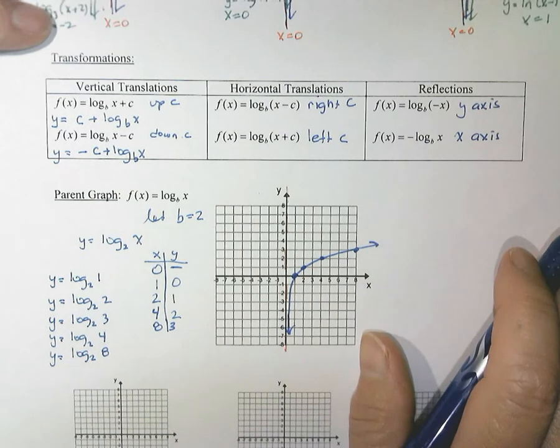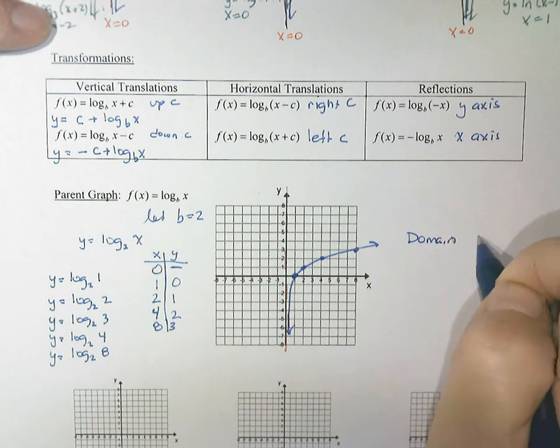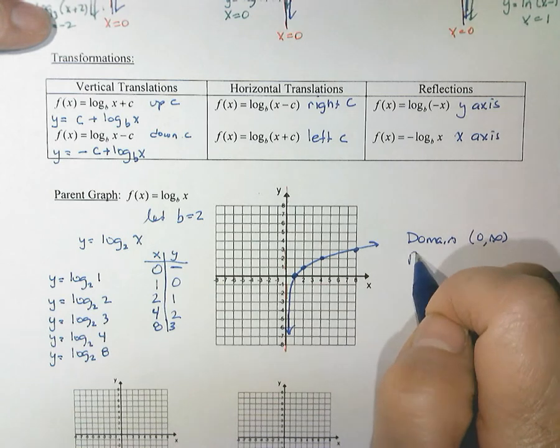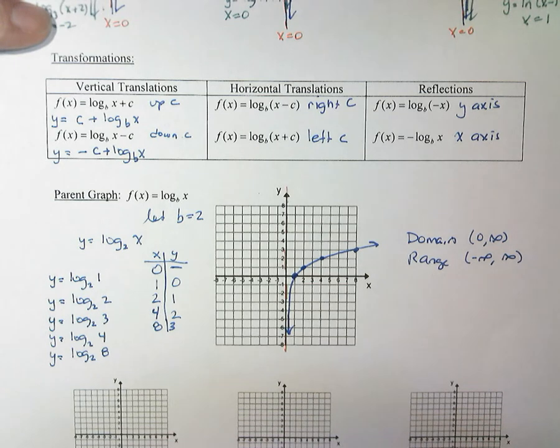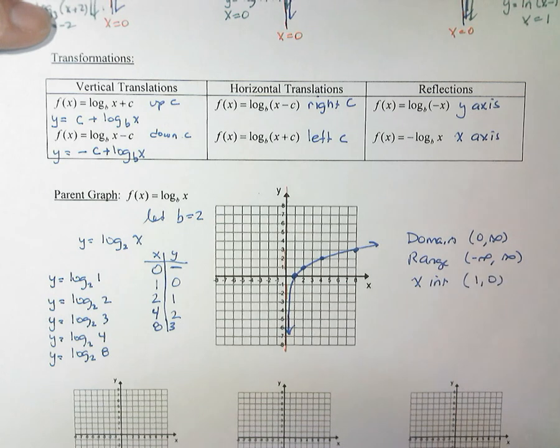So on this logarithmic function, my domain is from 0 to infinity. My range is the same range for every logarithmic function, negative infinity to infinity. My x-intercept is going to be the point 1, 0.